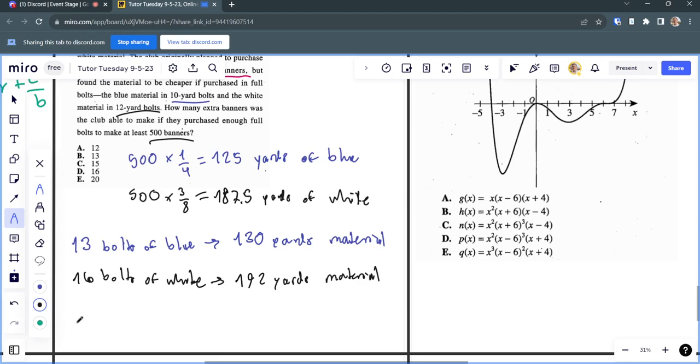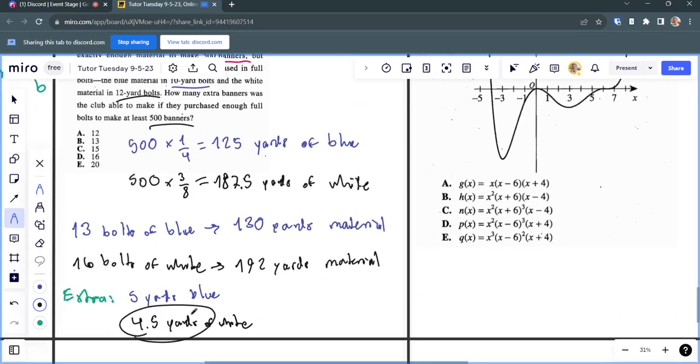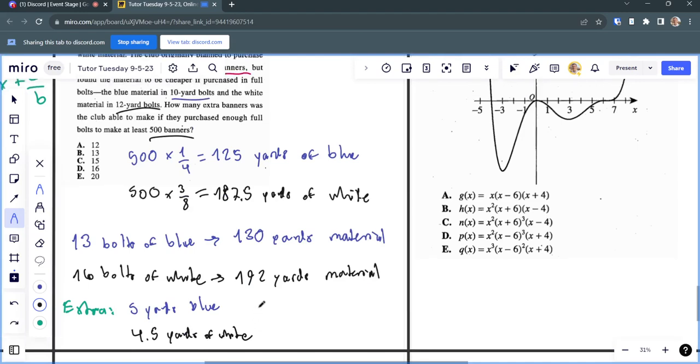They have how much extra material? Already here, extra. They have 5 yards of blue, right? They purchased 130, they used 125, they have 5 yards of blue material, and they have 192 minus 187.5, 4.5 yards of white. And seeing as we also use white at a faster rate than the blue, we use 3/8 of a yard, the 4.5 yards of white material is our limiting factor.